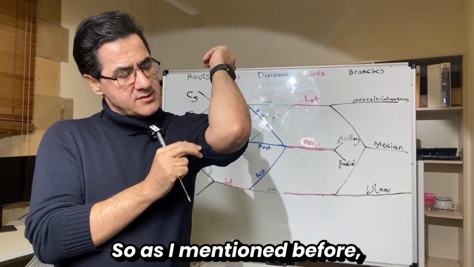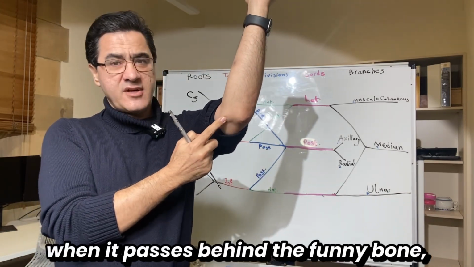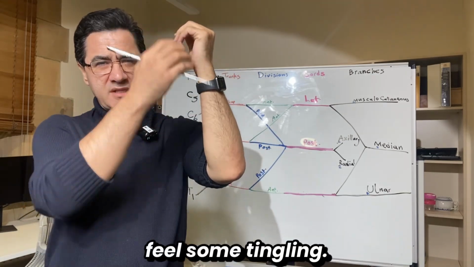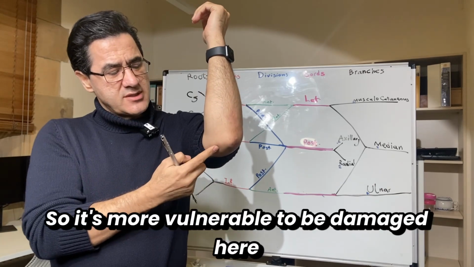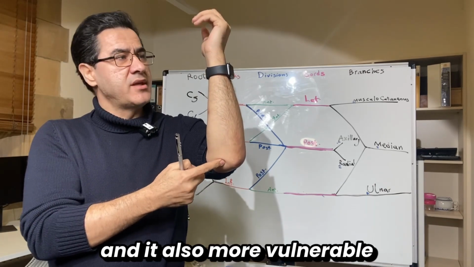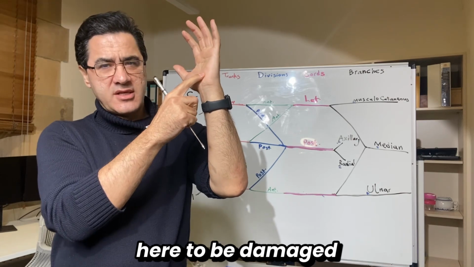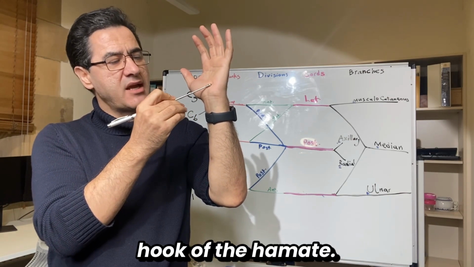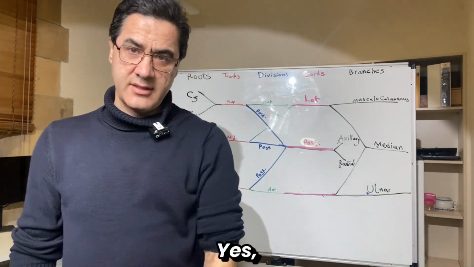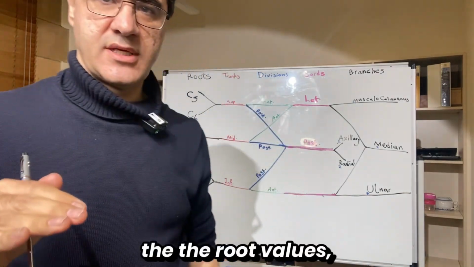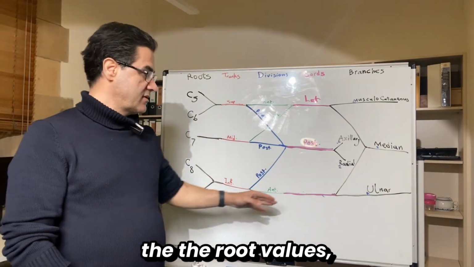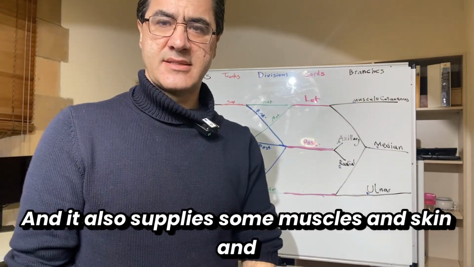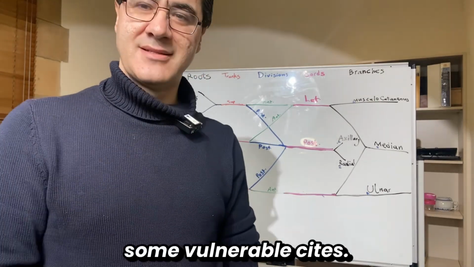Now the vulnerable sites. As I mentioned before, when it passes behind the medial epicondyle, it becomes more superficial. If you hit it, you can feel some tingling. So it's more vulnerable to be damaged here. It's also vulnerable when it passes just lateral to the hook of the hamate. So this is the ulnar nerve: the root values, the course, the muscles and skin it supplies, and some vulnerable sites. Thank you so much.